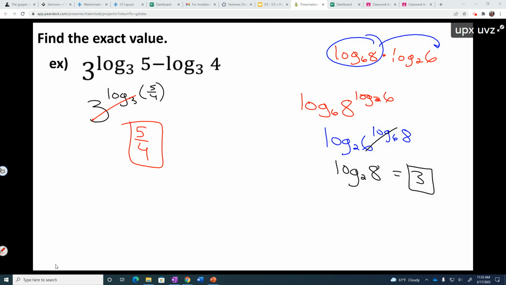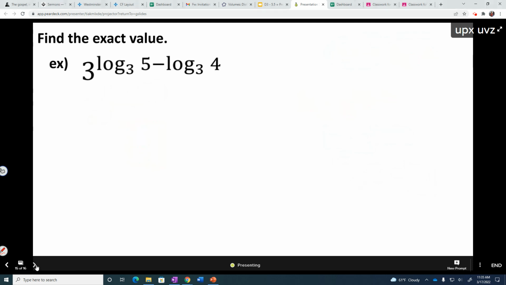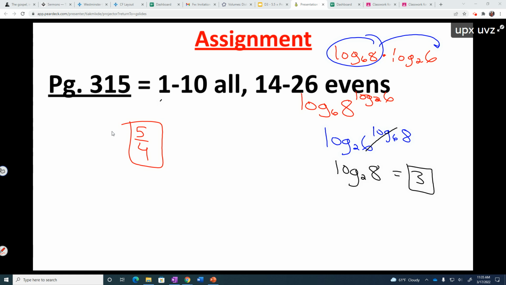Tomorrow we'll use these properties with some more practice where we'll like condense and take these apart. We'll do more practice with that. Today I want you to practice more like how the numbers function. And so you've got some problems and a good amount of time to work on them. And here's the assignment. It's on Google Classroom. And you can work with someone if you want to.